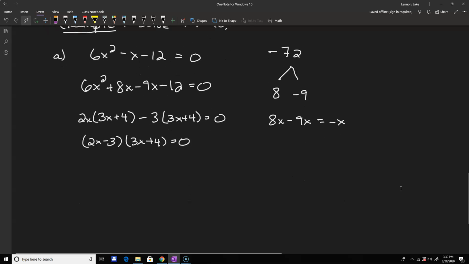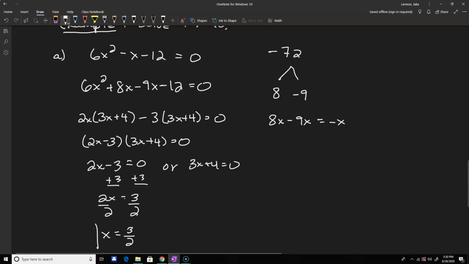And then we just solve both of those equations. So set each one equal to 0: 2x minus 3 equals 0, or 3x plus 4 equals 0. And we solve them. Both of them are two steps. Just add the constant term. So we're adding 3, so we get 2x equals 3, and then divide by 2. So we get x equals 3 over 2. So that's one of our solutions. Or in this second one, we want to subtract 4. So we have 3x equals minus 4, divide by 3, and we have x equals minus 4/3. So that's the second solution.